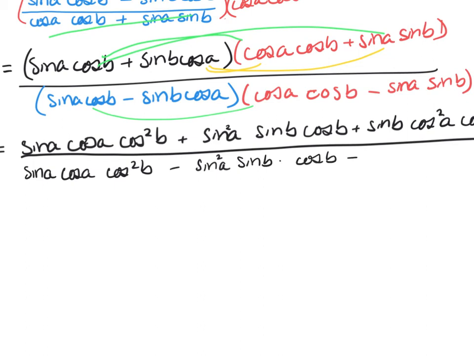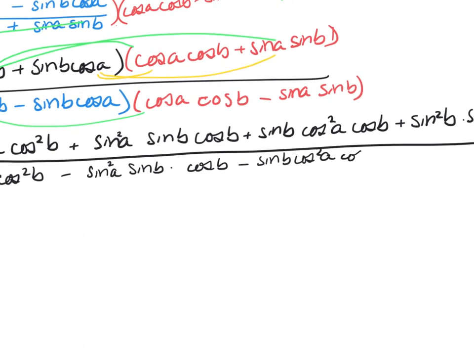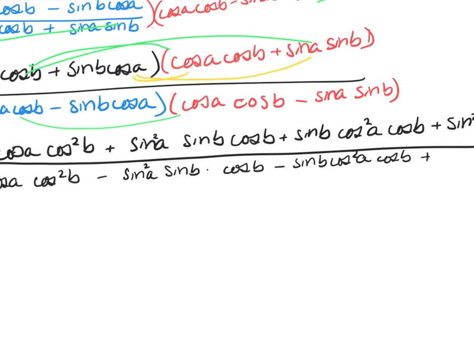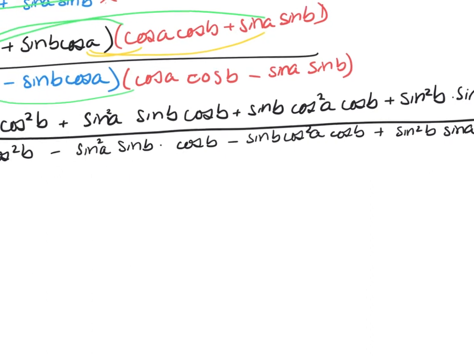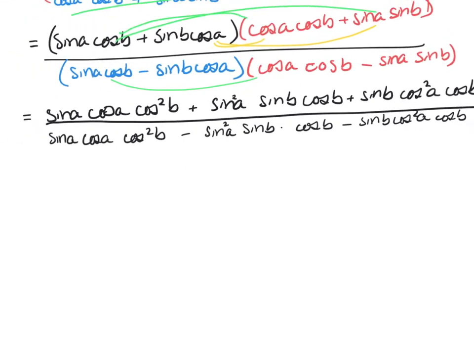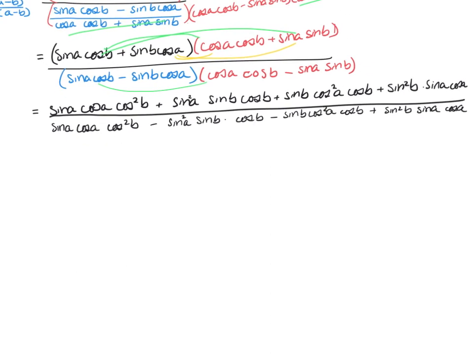And then minus will be the sine of B, and it'll be cosine squared of A, and then cosine of B, and then minus is plus, and it's going to be sine squared. So it'll be sine squared of B, sine of A, cosine of A. So that is that multiplied out. Now, I'm going to look to see if I got any like terms, and I don't have any like terms.